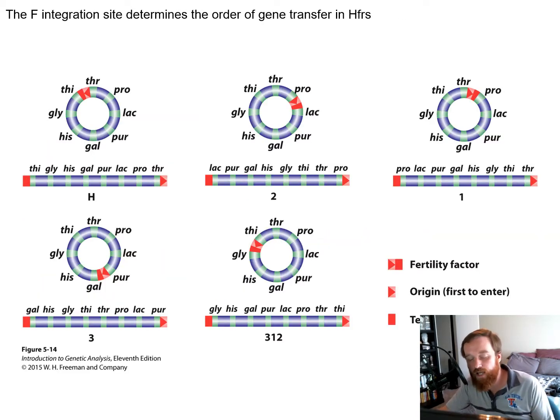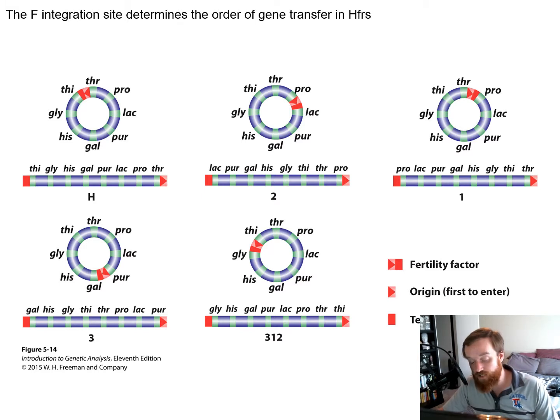So if we go look at those original 5 sequences from 2 slides ago that all appeared in different order, they can all be explained by changing either the orientation, left to right or right to left, of the insertion of the F factor, or between what genes the F factor inserted itself.